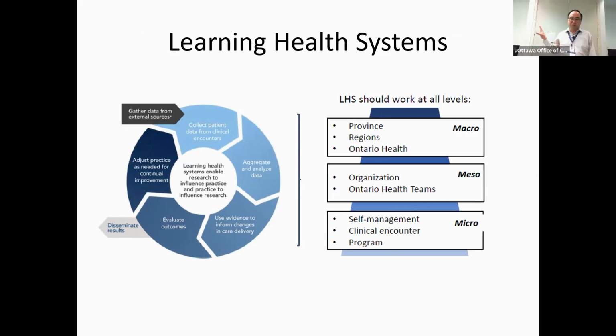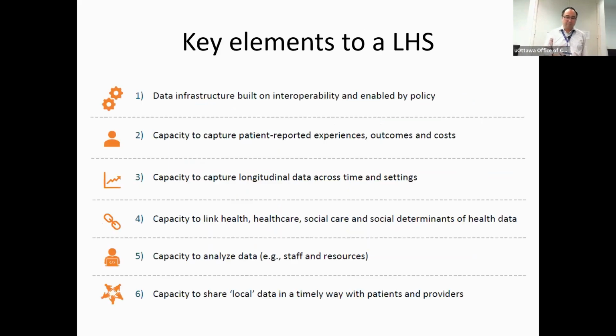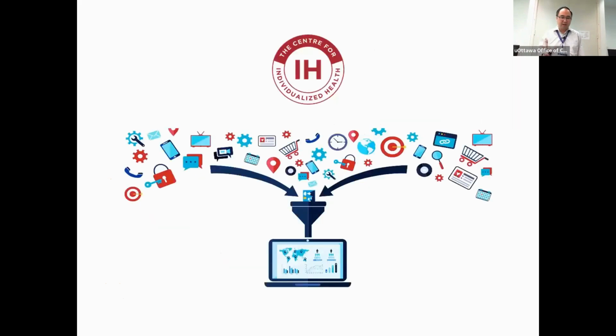And it's not just at the individual level, it's also at the macro and the meso level. So at the provincial, federal levels, at the meso level, OHTs, for example, and then at the micro level for clinical care. These are the key elements of a learning health system: interoperability, patient-reported experiences, longitudinal data across sectors, the capacity to link all sorts of data, not just health data, the capacity to analyze the data, and the capacity to share the data.